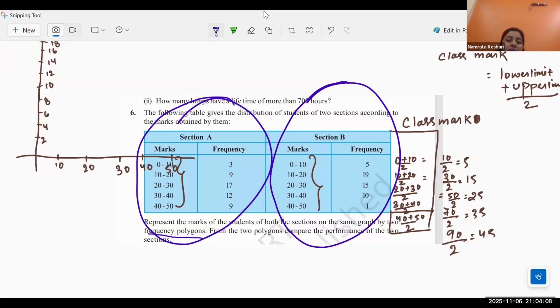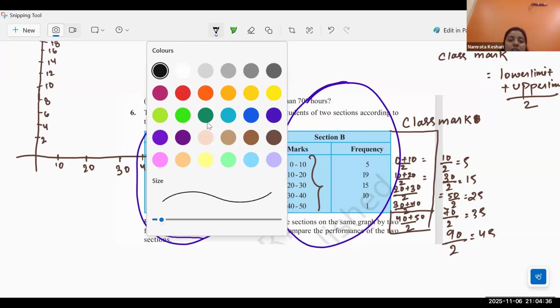And now we will be taking the class mark and the frequency. Here I'll be taking the class mark and the frequency, this frequency first, this one. At first my motto is to just represent section A. For section A, I am going to plot the frequency polygon. Then I will be plotting the frequency polygon for section B. So let's plot it for section A.